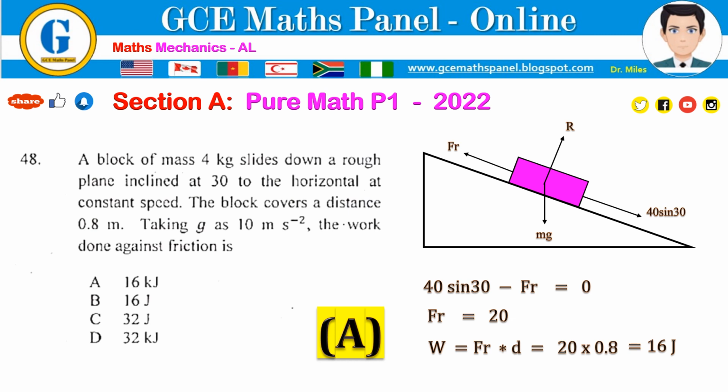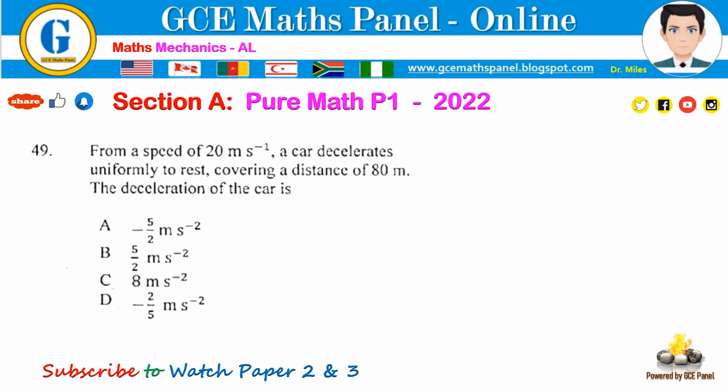Question 49. From a speed of 20 meters per second, a car decelerates uniformly to rest, covering a distance of 80 meters. The deceleration of the car is. So the initial velocity is 20, it moves to rest, so v is 0, and the distance covered is 80.